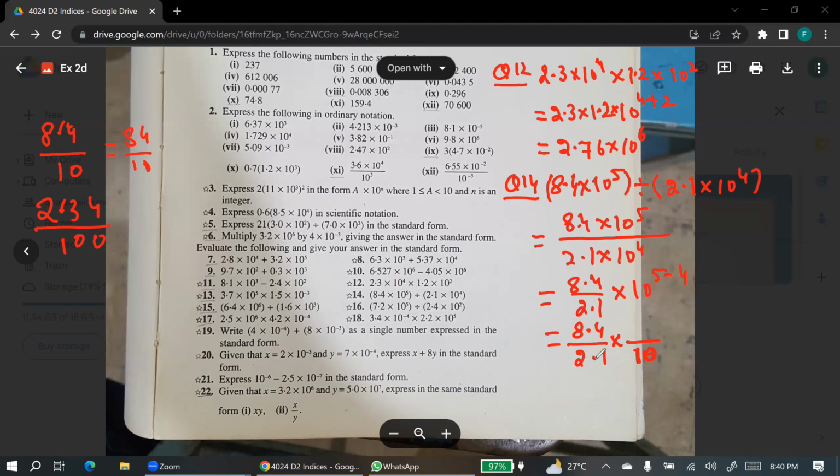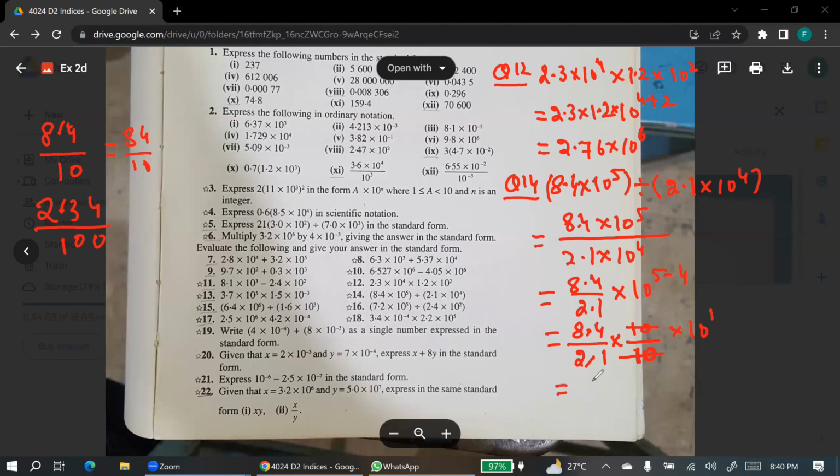Now, how can we remove this decimal point? We can put the number 1 in place of the decimal. There are how many digits after the decimal point? One. So how many zeros? One zero, so 10. Yes, very good. Now the decimals are removed. We will cancel 10 with 10, into 84 over 21, or 10 power 1.